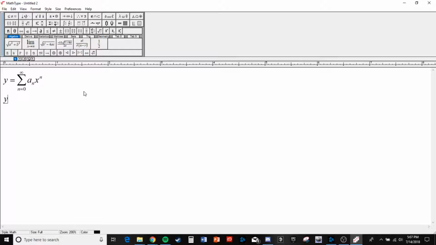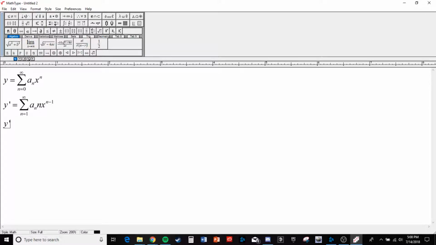Alright, so first thing we want to do is find the first and second derivatives of y. a sub n is going to be a constant, so it's going to stay. You bring down the n and then multiply times x to the power of n minus 1. Now, this one's going to have to start at 1 instead of 0 because of this n that was added, but it's still going to go to infinity.